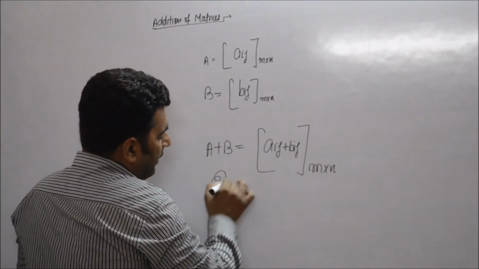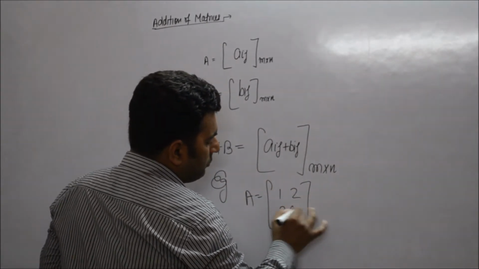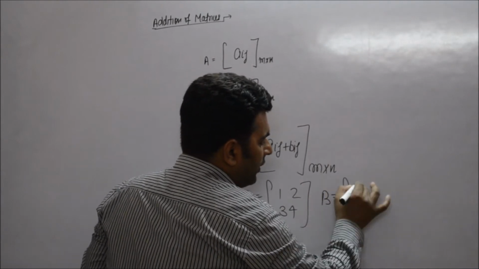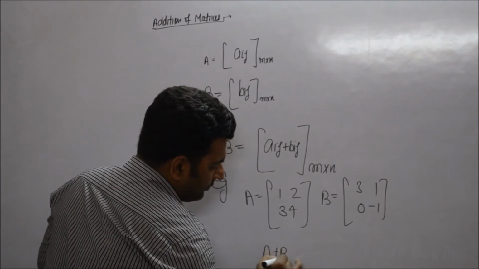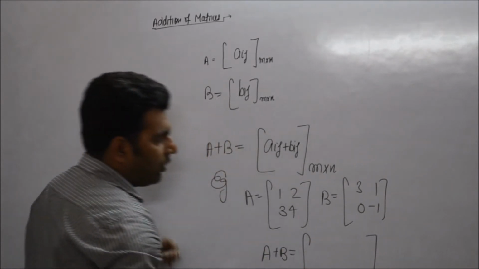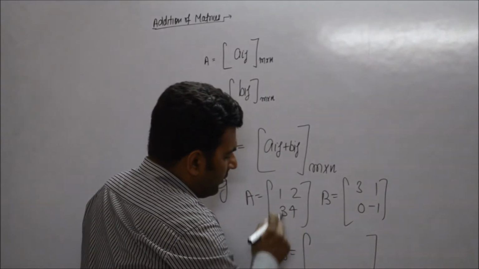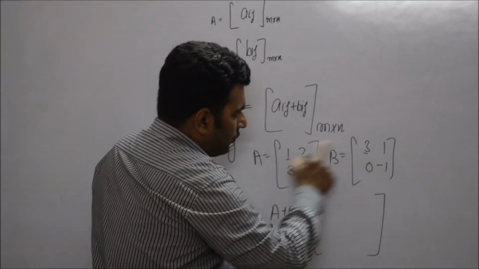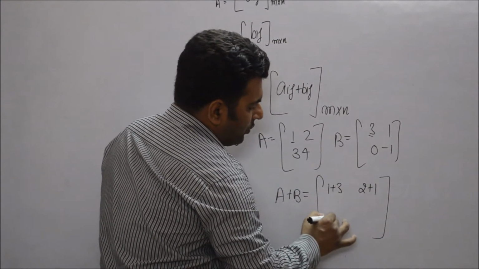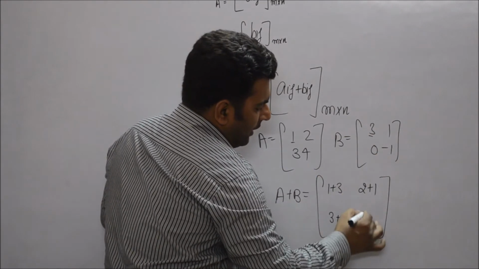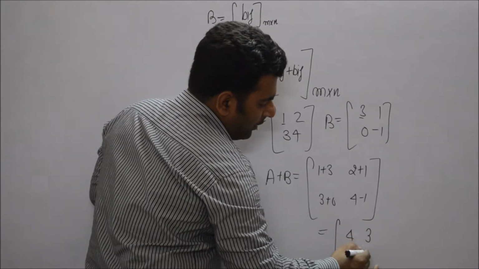For example, if we have A equals 1 2 3 4 and B is 3 1 0 minus 1, and you want to add A and B, then of course both matrices are of order 2 by 2, so we can add them. When adding A and B, corresponding elements will be added. So 1 plus 3 will come here, 2 plus 1 will come here, 3 plus 0 will come here, and 4 plus minus 1. It will give you 4, 3, 3 and 3.